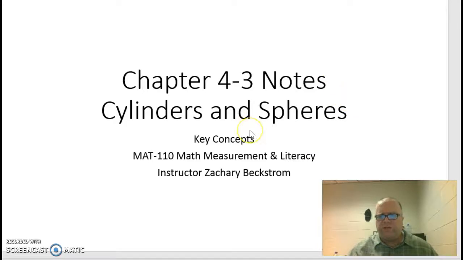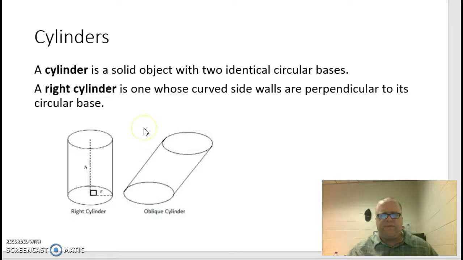With this section, we'll be looking at the areas, both surface and total areas, and volumes of cylinders and spheres. So let's first talk about a cylinder. A cylinder is a solid object with two identical circular bases. You can see both of these are cylinders.